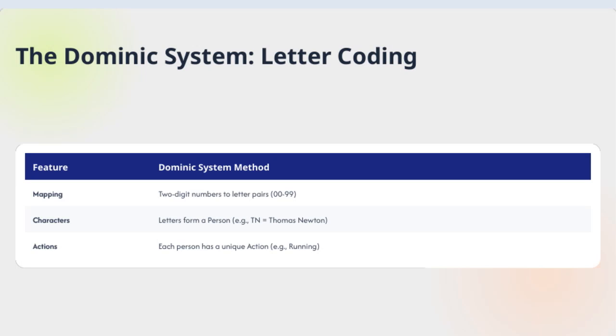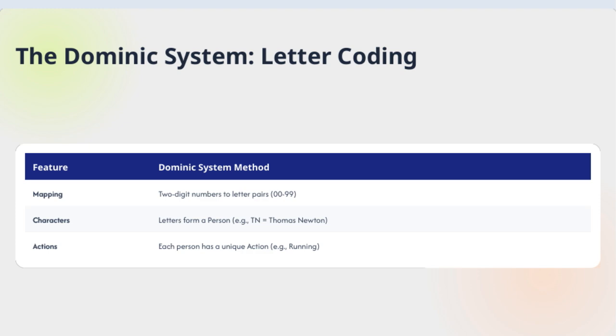Now, let's explore the fascinating concept that each person has a unique action, like running, which can be used as a mental cue or memory trigger. These actions help us create vivid associations in our minds. Next, we see that letters can form a person, such as TN for Thomas Newton. This technique allows us to turn initials into memorable characters, making recall easier.